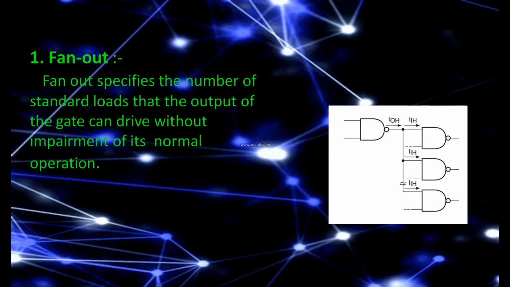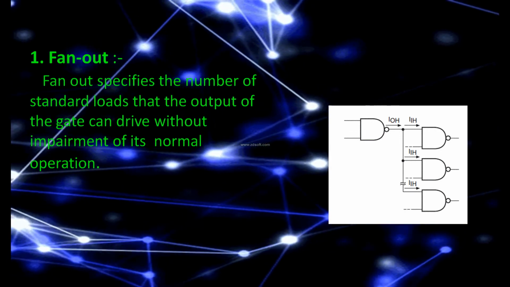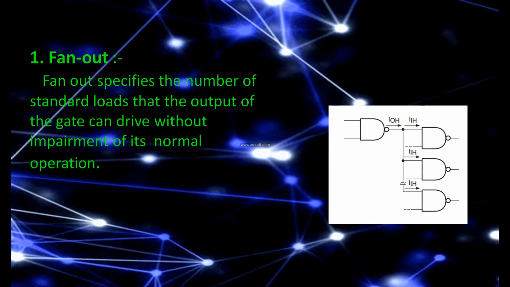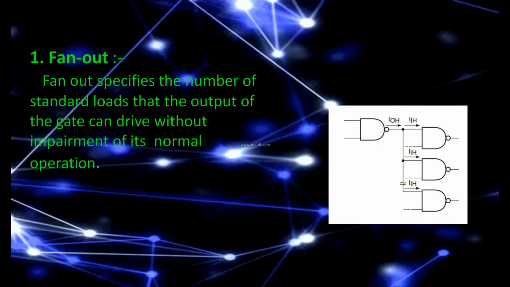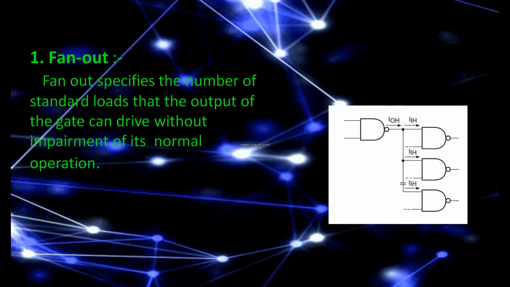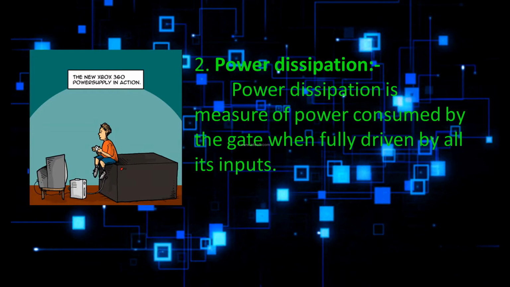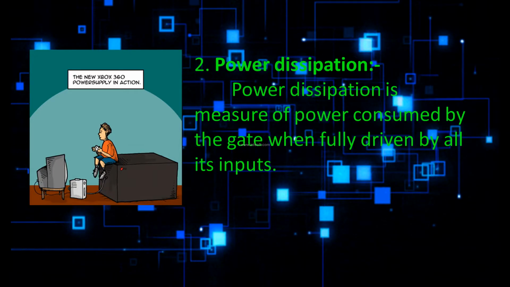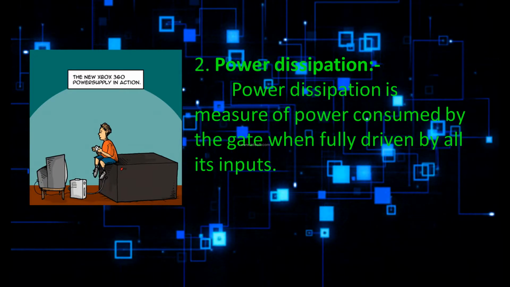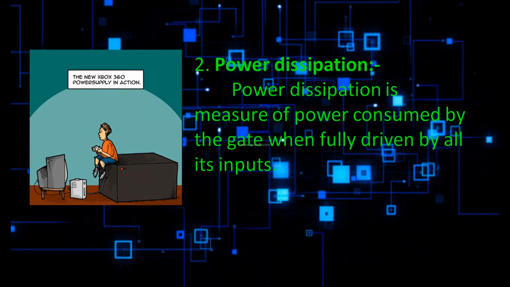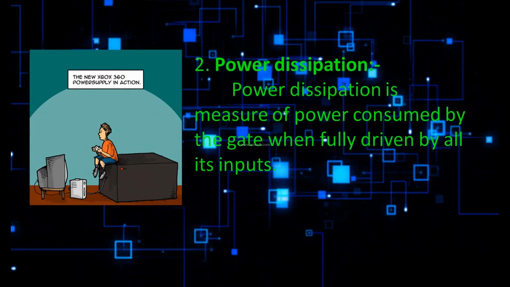The logical diagram shows fan out. Fan out specifies the number of standard loads that the output of the gate can drive without impairment of its normal operation. Power dissipation is the measure of power consumed by a gate when fully driven by all its inputs.